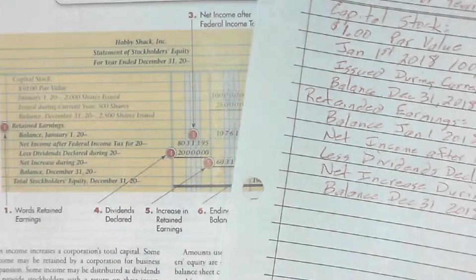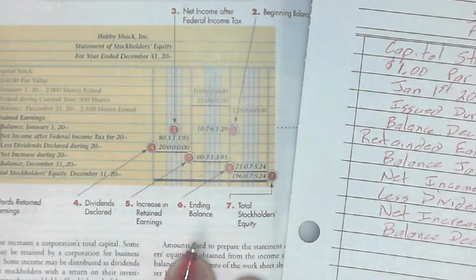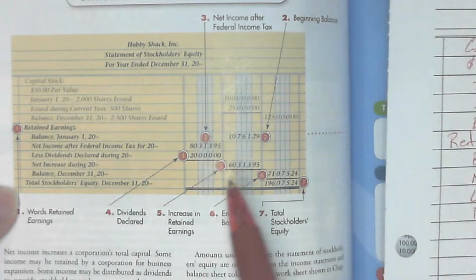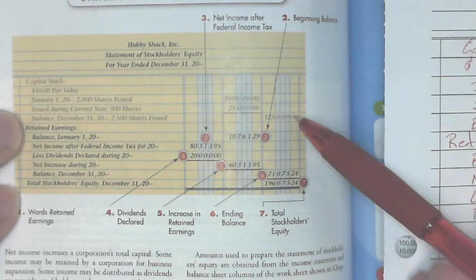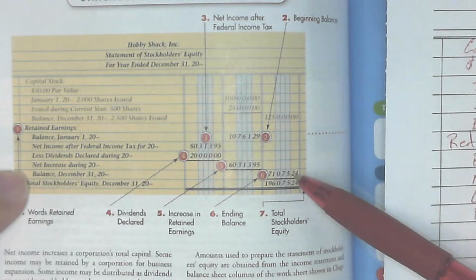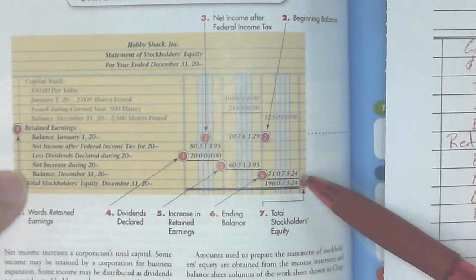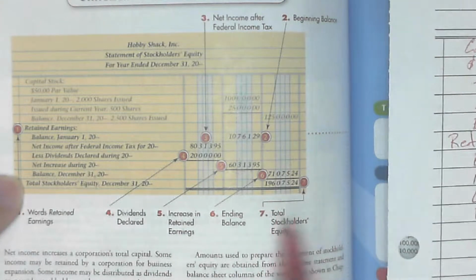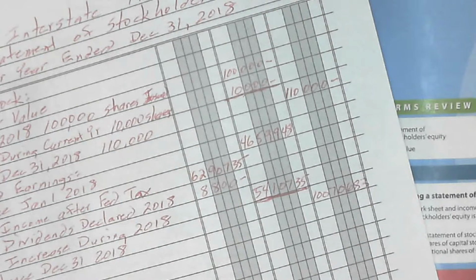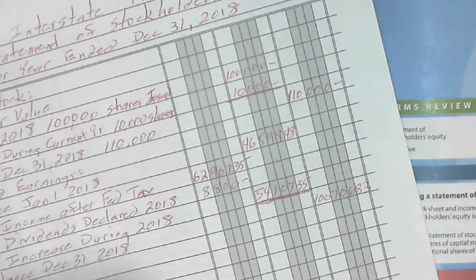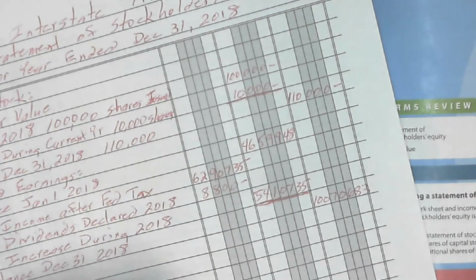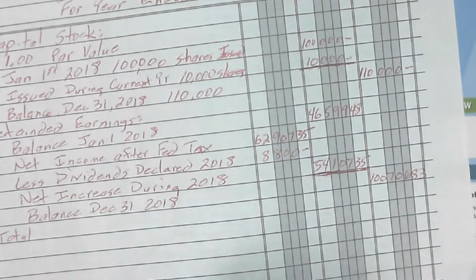So that leaves us with our last line. Total stockholders' equity. Then we're just going to add up the value of the stock plus the earnings for the year. And that's going to be the total amount of the stockholders' equity, or how much value the stockholders own in the company. Total.